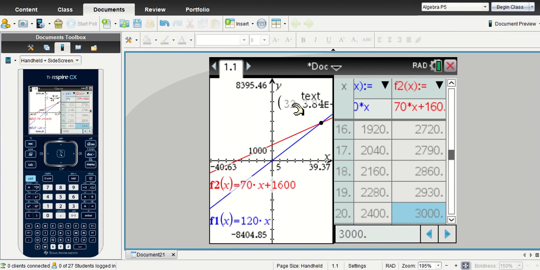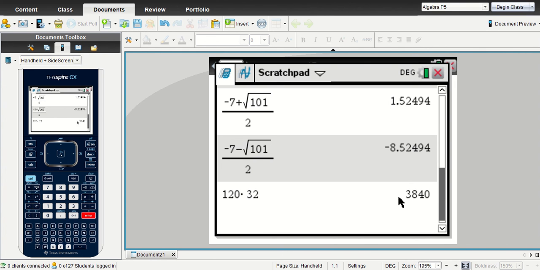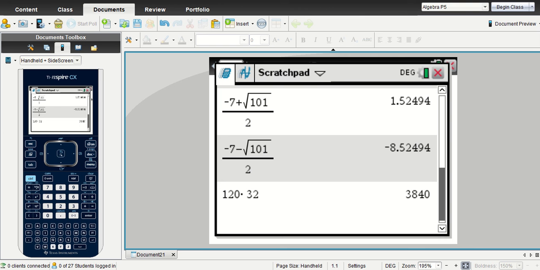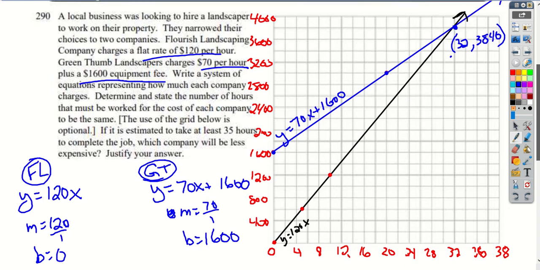But if I really wanted to get the answer, I should really plug 32 in. So if I take my first equation, it's 120 times 32. This is going to give me the exact answer, 3,840. So we're going to put that dot on there for the intersection point. We're going to label it. So this is 32, comma, 3,840. All right. So we can answer the question here.